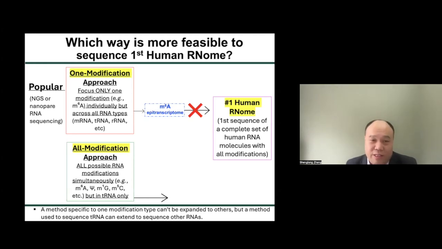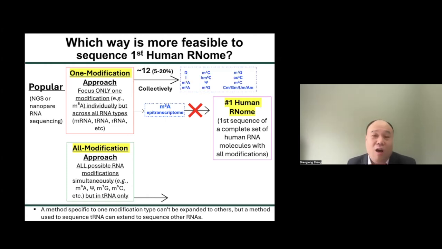We know the first, the one modification approach, definitely is the most popular one. But if we look closely, the methods used to map m6A are m6A specific. They cannot be used for sequencing a lot of modifications. You may think of using different methods, with each method for one RNA modification type.